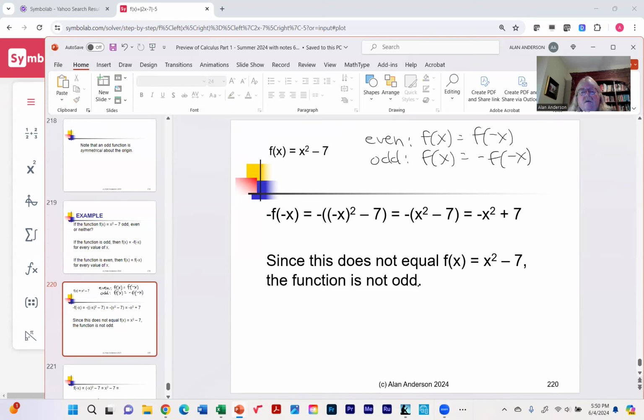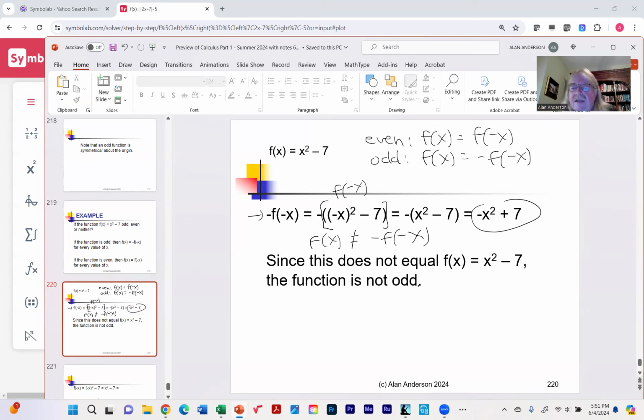If you notice here, we start by testing for whether or not it's odd. So in other words, all of this is f of negative x. You're replacing all the x's with negative x, and you can see it turns out not to be true. So that means we can rule out the function being odd.